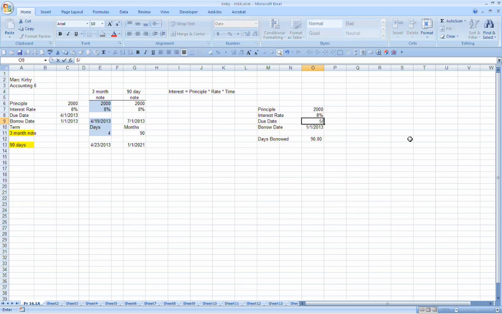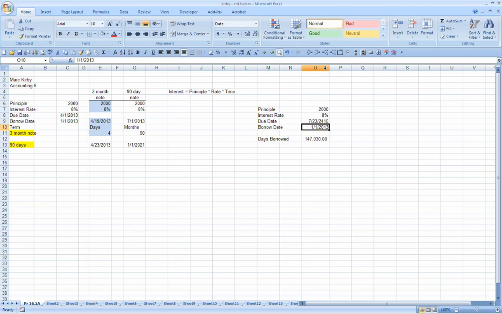So if we made this 5/16/2013, it tells us we borrowed the money for 135 days. If I put in 7/23/2415, right? Let's go crazy. It tells me I borrowed the money for, oops, it doesn't even fit in the row, 147,000 days. Okay? So let's make this more reasonable again. 4/1/13. We borrowed the money for 90 days.